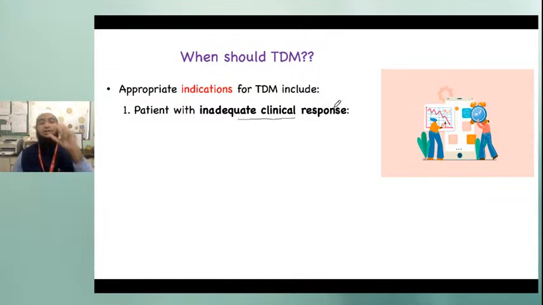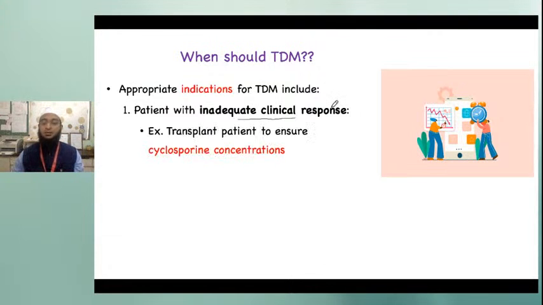If that concentration is not in the therapeutic range, what does that indicate? It indicates that you need to slightly increase the dose of the drug. Okay, so let's see in which patient this could be possible. The example is in the case of the transplant patient. So in a transplant patient, you are giving cyclosporine. So why are you giving cyclosporine?